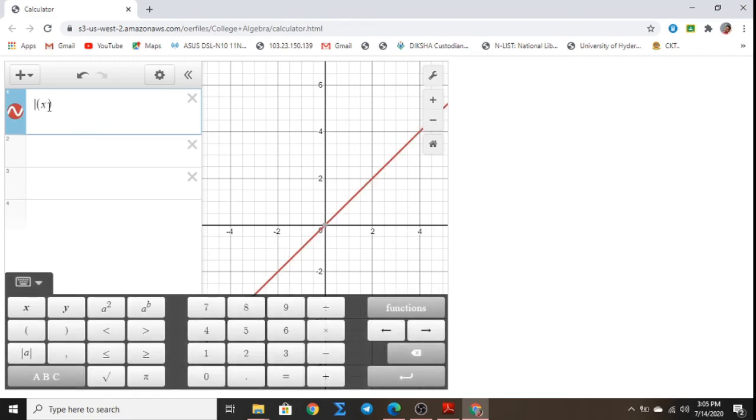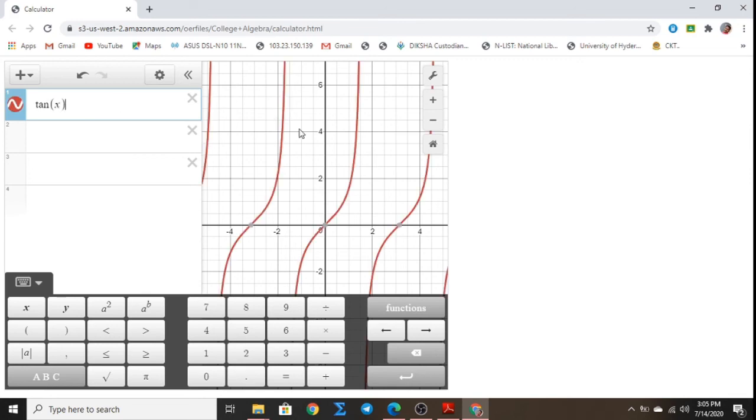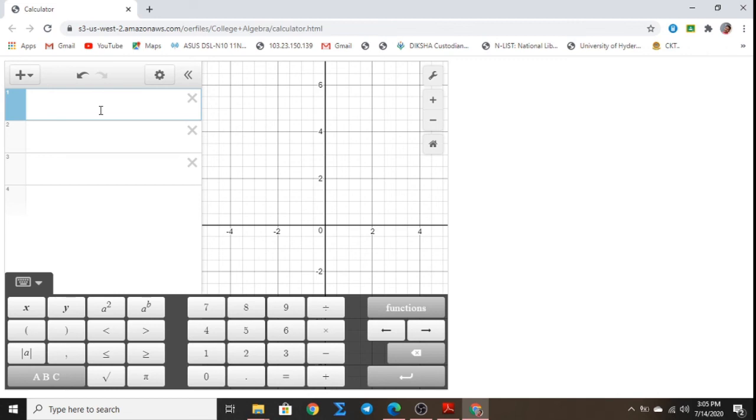After that, we draw the graph of the cos x function. So this is the graph of the cos function. Then we draw the graph of the tan function, tan of x. So this is the graph of the tan function that we have seen. Whatever you add here, it will give you a graph of that function.